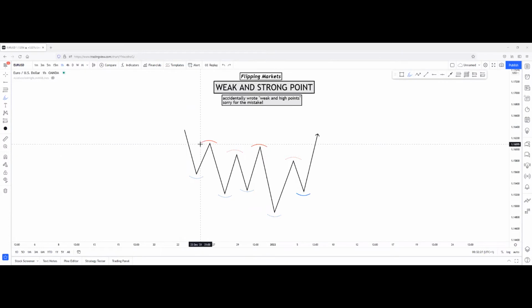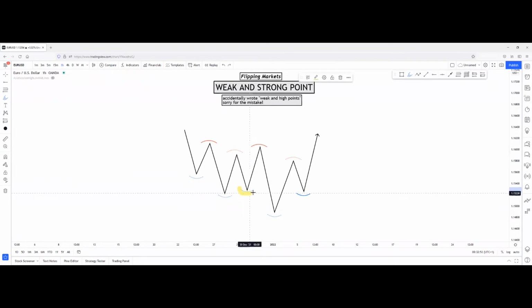We have this first strong high here because this first strong high broke below the last weak low and broke structure to the downside here. This low will be weak because this low couldn't break above the last strong high. This proves this is weak. This high will be weak again because this high couldn't break structure to the downside and couldn't break the last weak low. So this is a weak high.